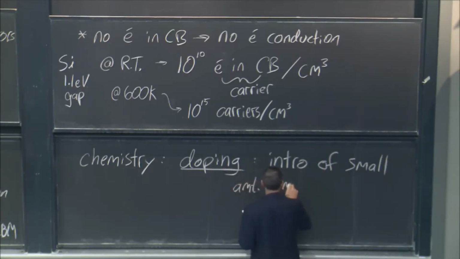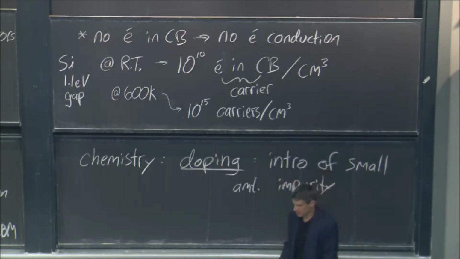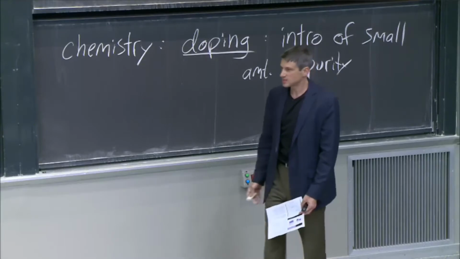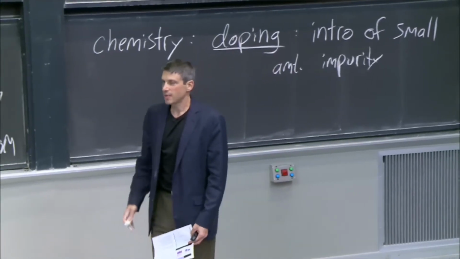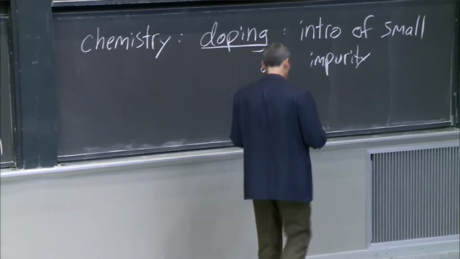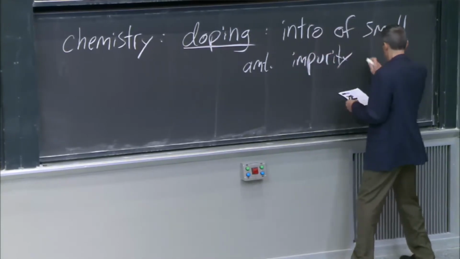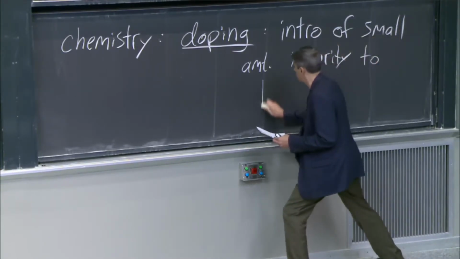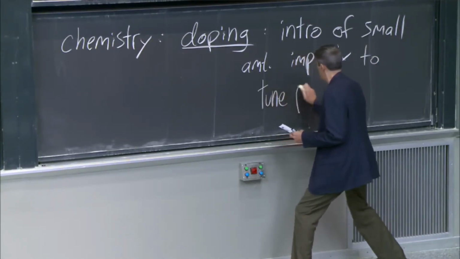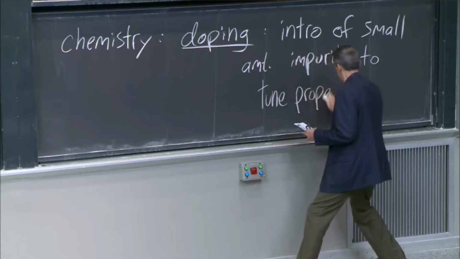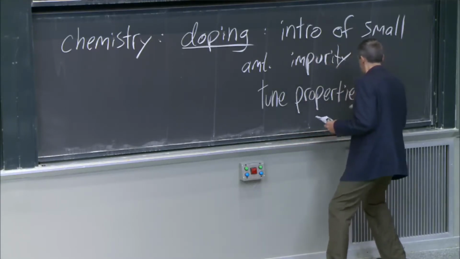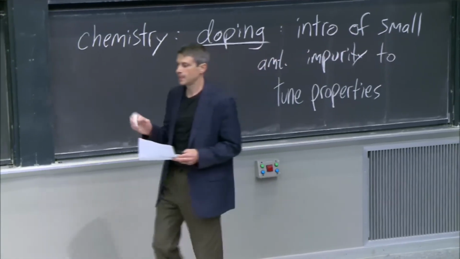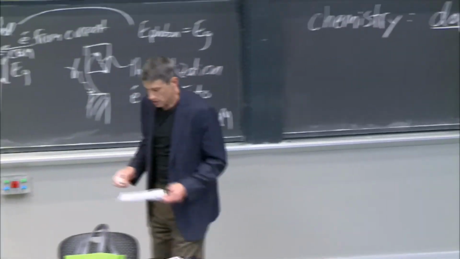of an impurity. An impurity is something that wasn't there normally. It's like something I mixed in that's not normally there. But if I put a small amount of something in it, then I can tune the properties. And in this case, I'm talking about the conductivity. Okay. So how does this work?